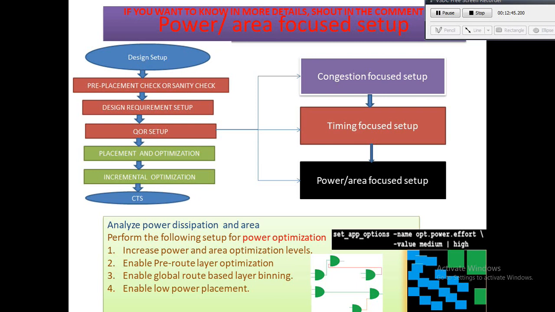Then in the slide you can see that we can set the app options to high to make the design more power optimized. The next point is pre-route layer optimization. What it does is automatically assign longer and more timing critical nets to higher layers, because higher layers have less resistance, using min or max layer constraints.